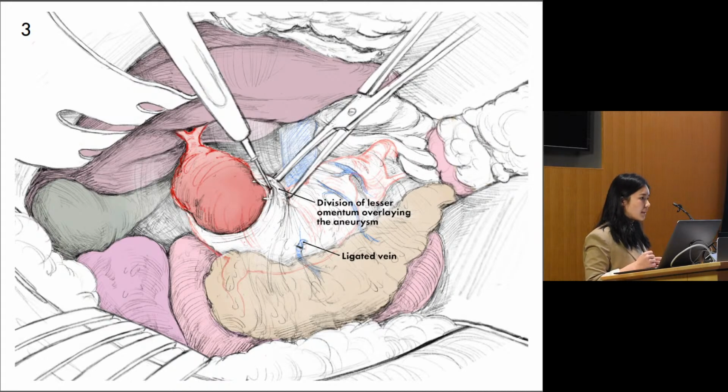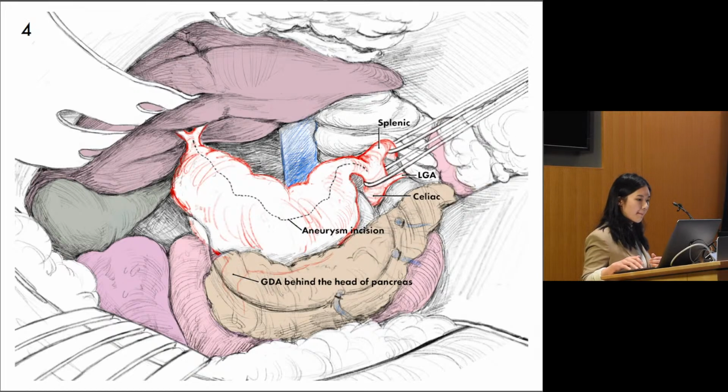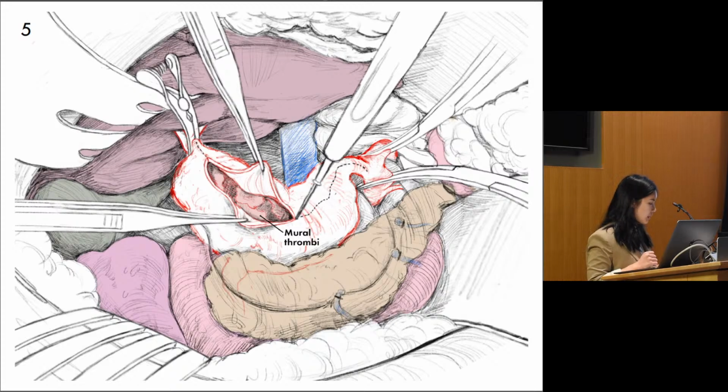The liver was retracted to reveal the bifurcation. Lesser omentum and vessels overlaying the aneurysm were divided and transected to expose the aneurysm. Celiac trunk and splenic artery were identified and isolated. Gastroduodenal artery could not be isolated without injuring the pancreas because it was behind the head of the pancreas. The bifurcation and celiac trunk and splenic artery were clamped down to control blood flow.